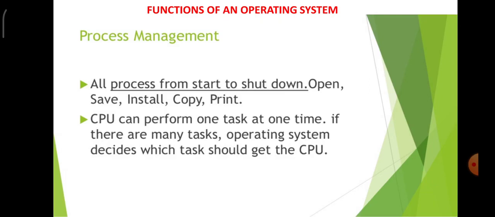CPU can perform one task at one time. If there are many tasks, the operating system decides which task should get the central processing unit. That is, the CPU will do multitasking. Many jobs are done at a particular time. For example, you will open a file, you may print some file, you may share some file. So all these things are jobs. It will decide, depending upon the size, which task should be performed first, which task should be performed later, based on size and also based on priority.